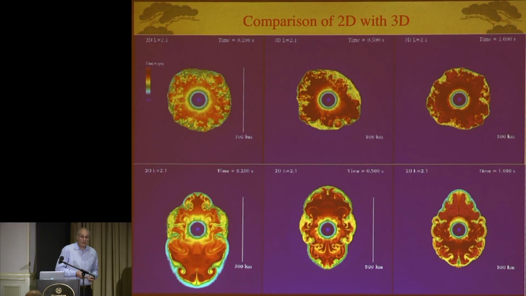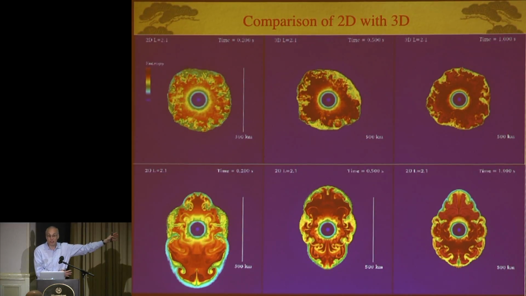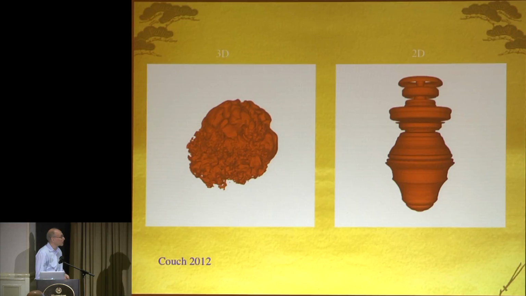The other thing I want to emphasize is 2D and 3D are different. We keep doing 2D because it's cheaper, for the reasons I said. So we really need to get to 3D. These are simulations where this is 2D, the same simulation done in 3D, and you don't see the axis effect. Okay? You also see small-scale structure.